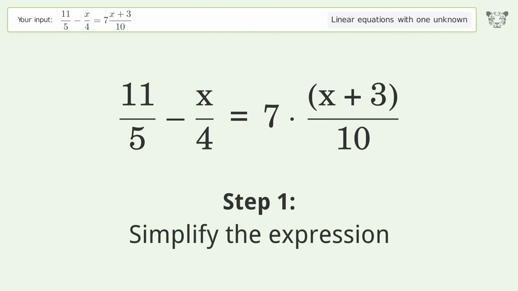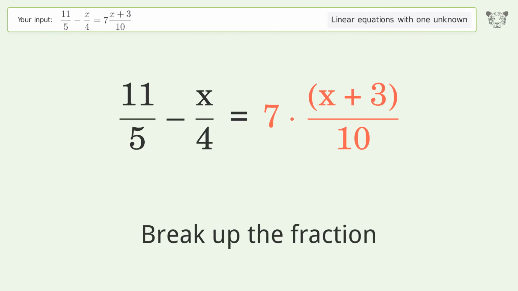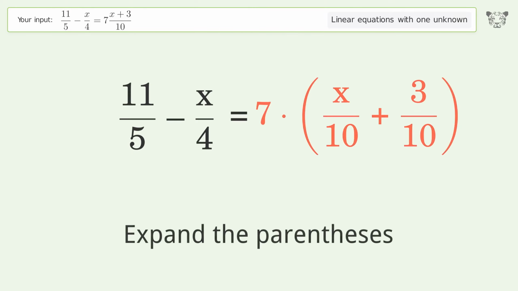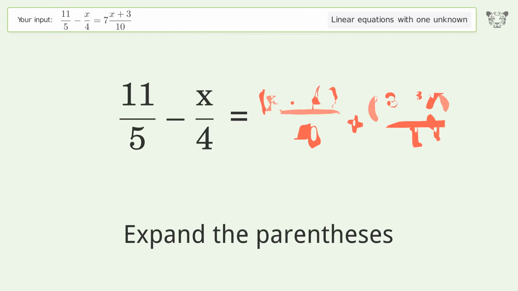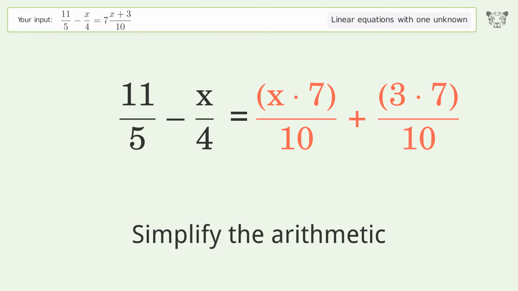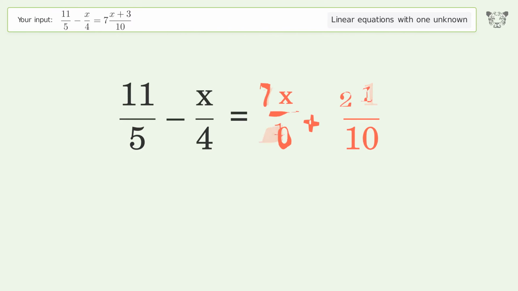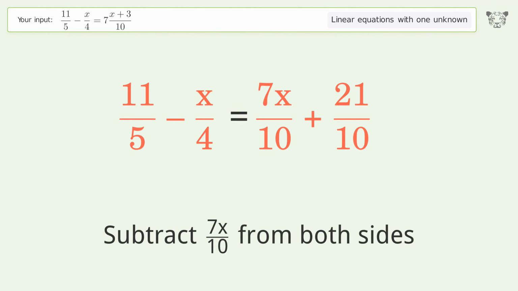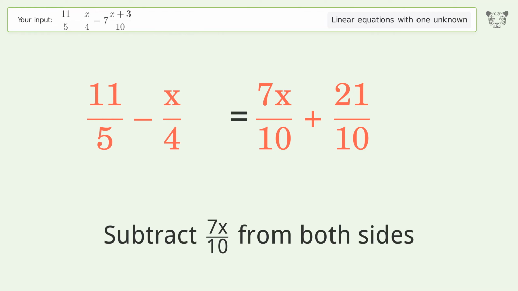Simplify the expression. Break up the fraction. Expand the parentheses. Simplify the arithmetic. Group all x terms on the left side of the equation. Subtract 7x/10 from both sides.